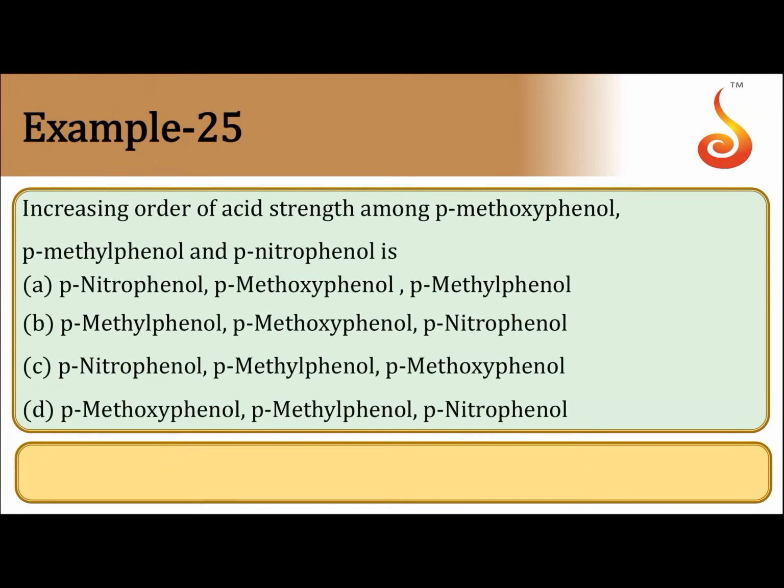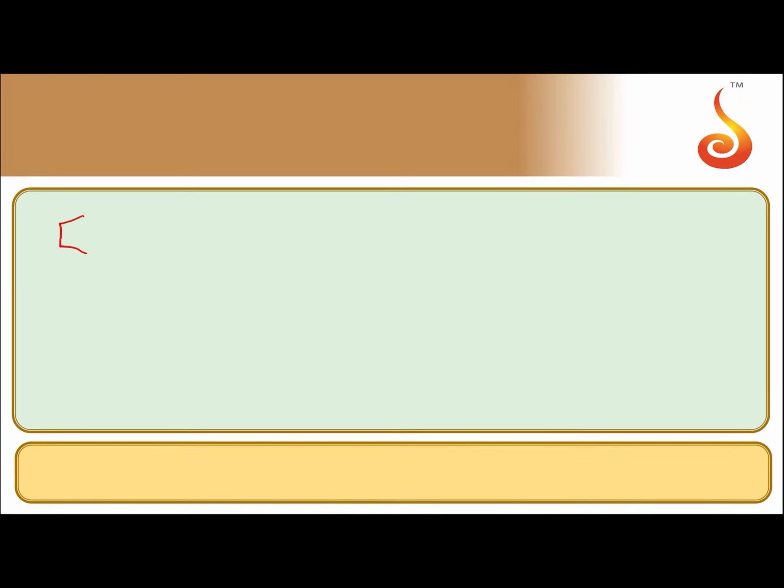Increasing order of acid strength among para-methoxyphenol, para-methylphenol and para-nitrophenol. Let us write the structures of these three compounds. Para-methoxyphenol, para-methylphenol and para-nitrophenol.